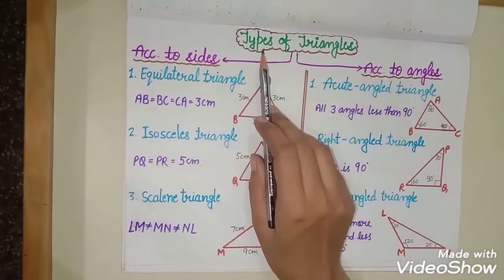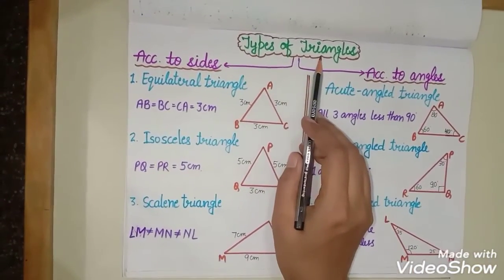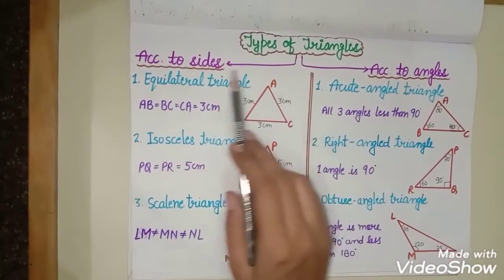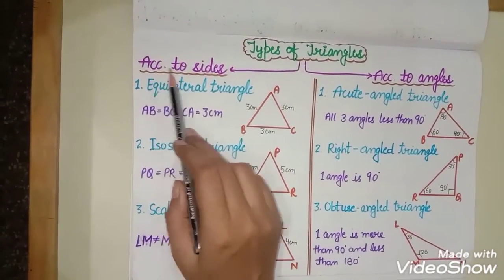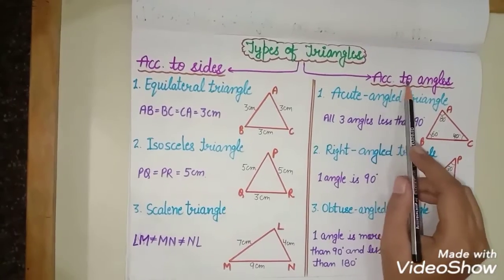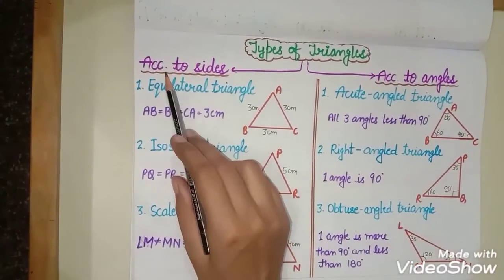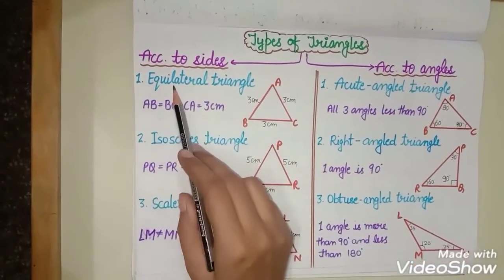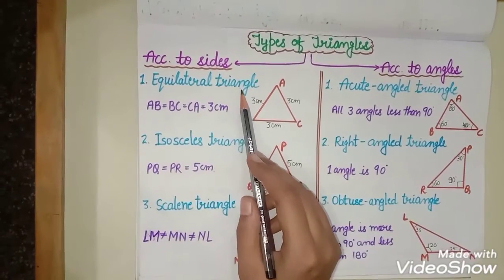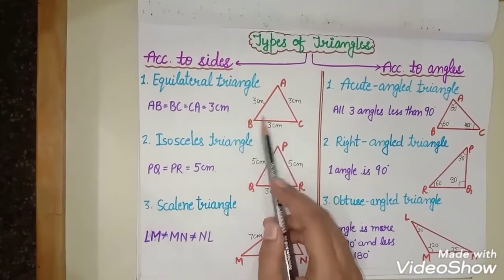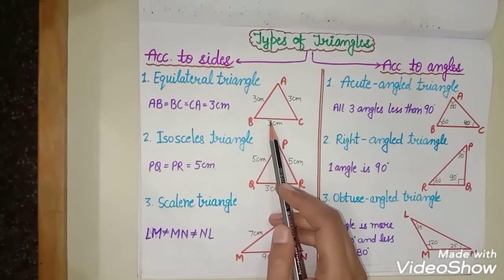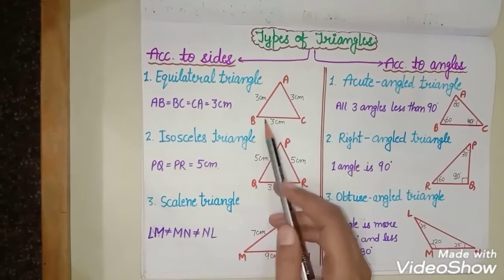Now learn about the types of triangles. We can classify a triangle in two ways. First one is according to sides and second is according to angles. In according to sides, first one is equilateral triangle. A triangle with all the sides of equal length is called an equilateral triangle.